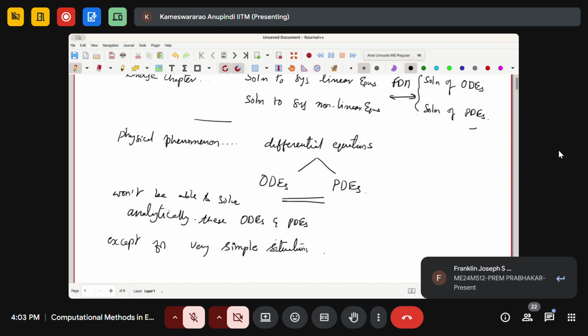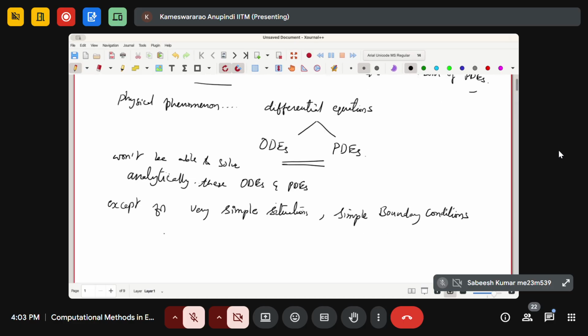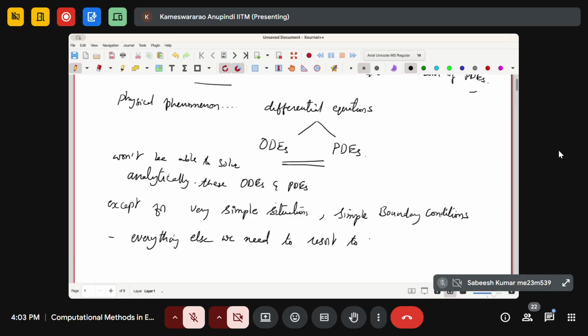That means very simple problems, and then for very simple boundary conditions and so on. Only for certain of these instances we can solve these ODEs and PDEs analytically. For everything else, we need to resort to numerical methods. That means we can only solve them numerically.